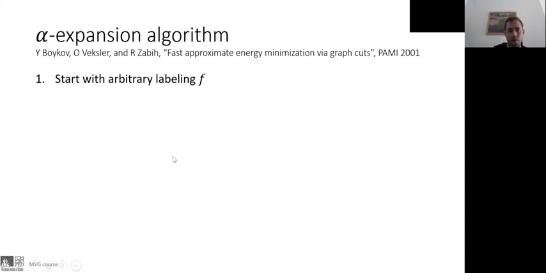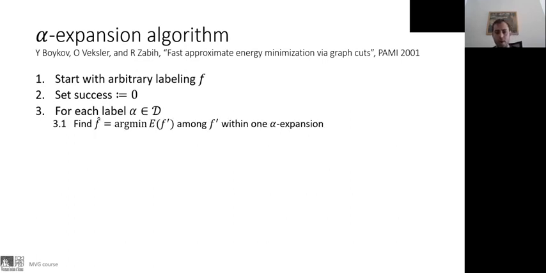Okay, I want to go to break, so let's just sum up the alpha expansion algorithm. We start with an arbitrary labeling for n pixels. We set success to be 0, and then we go over different labels. In one iteration, we let all the pixels either change to alpha or not change to alpha. And if we were able to reduce the total energy, we say that we got a success.